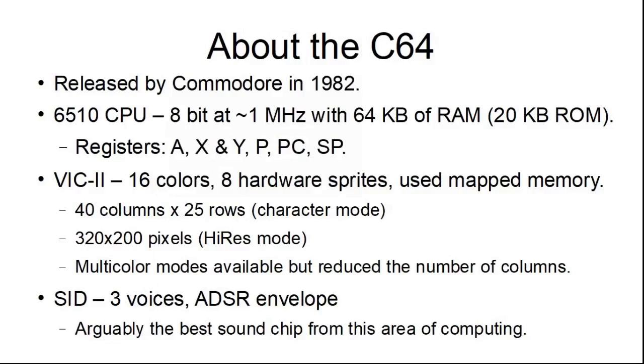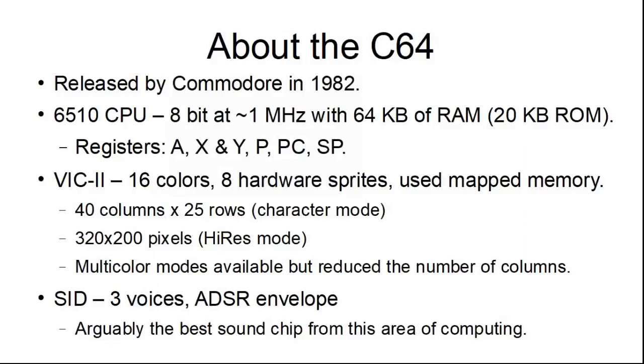The Commodore came with a 6510 CPU, which was a small variant of the popular 6502 processor, a very popular CPU at the time. It was included in the Commodore 64, the NES ran it, and so did the original Apple computer. It was an 8-bit processor, and the Commodore ran it at approximately 1 megahertz.